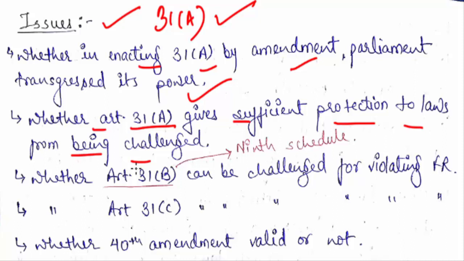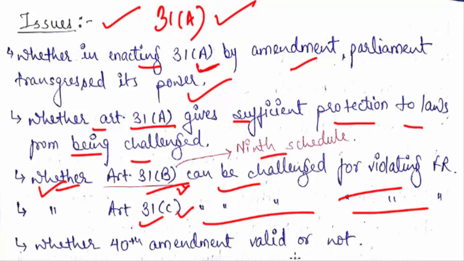Now Article 31B and 31C are still in the Constitution, and therefore you can see what the issues against them are. The issue is whether Article 31B, which is the 9th schedule, can be challenged for violating fundamental rights. So you can clearly see the difference between Article 31A, which is deleted, so we cannot question it now, and Article 31B and 31C, which are in the Constitution. We are asking whether Article 31B and 31C can be challenged for violating fundamental rights. These are the issues, and also whether the 40th Amendment is valid or not, right?